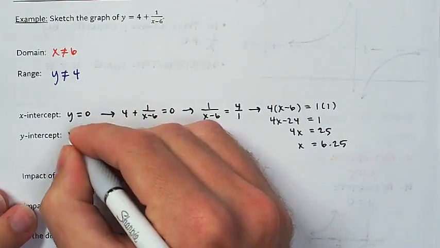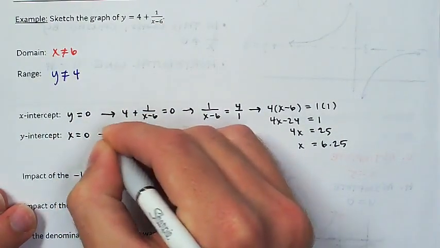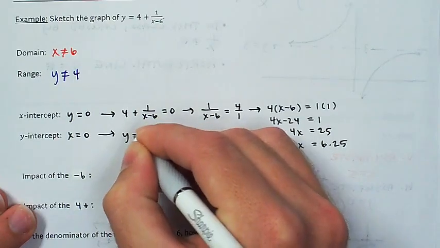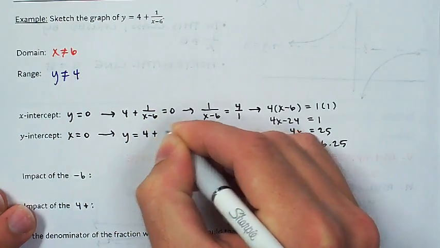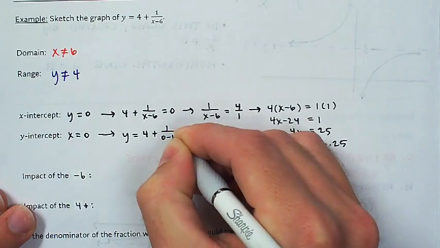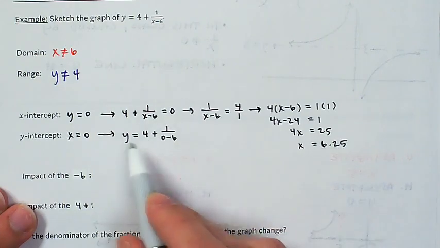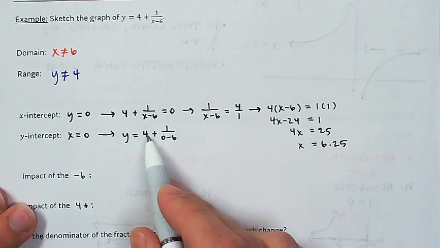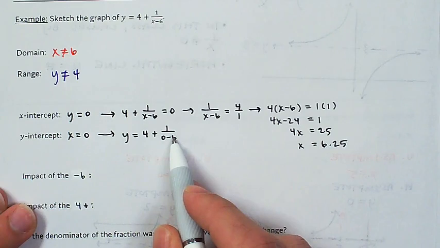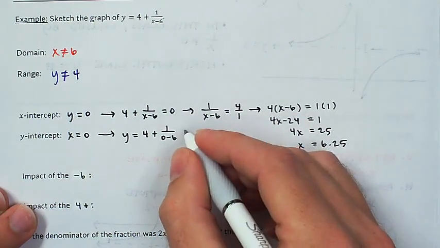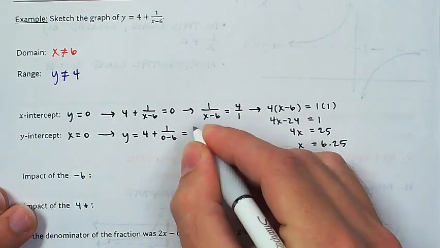Okay, and then the y-intercept, that one's easier to find. We're just going to plug in x equals 0, and y will equal 4 plus 1 over 0 minus 6. Well, I should have left that 4 as 25 over 4, but I've gone too far now. 4 minus a sixth would be 3 and 5/6, so that would be 23 over 6.